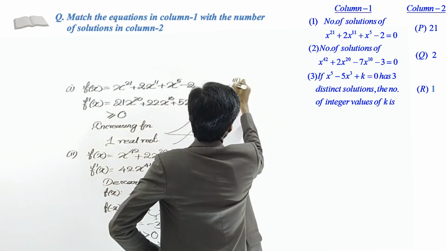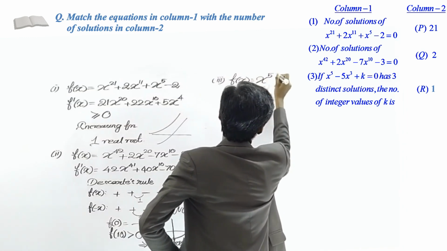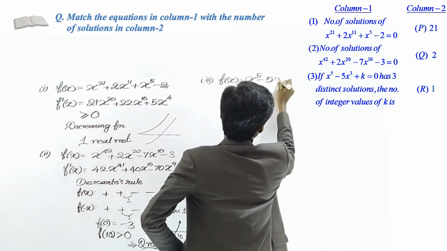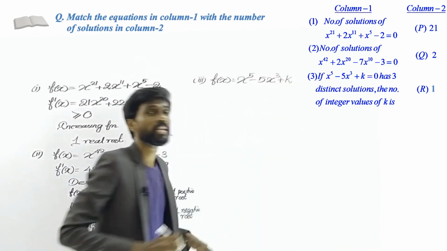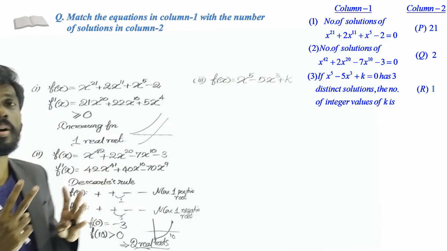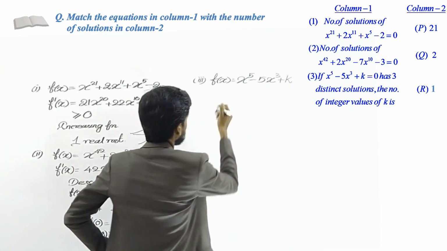So let us take the third one. So f(x) equals x to the power 5 minus 5x to the power 3 plus some k. This equation has 3 real roots. Now we have to find the possible values of k. Let us find the value of k. Let us try the same method.